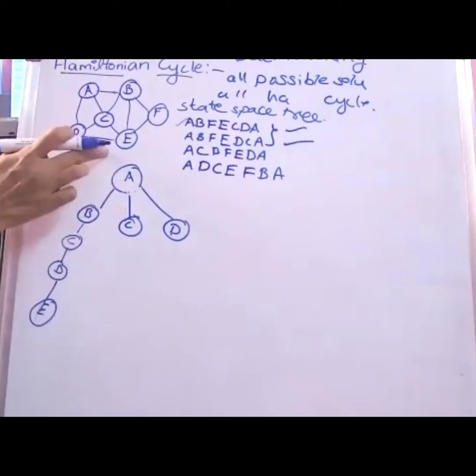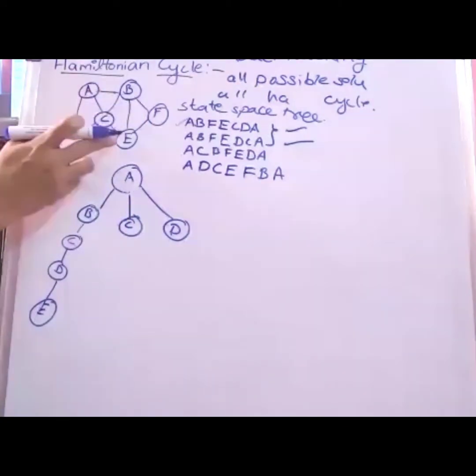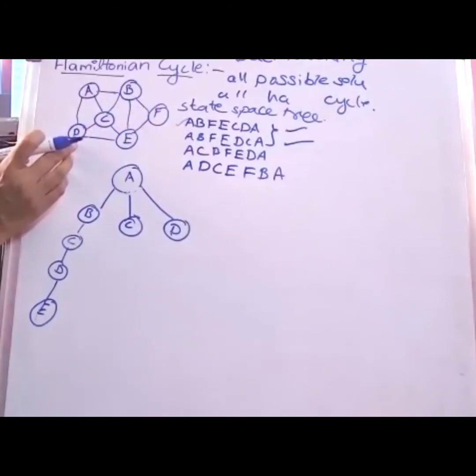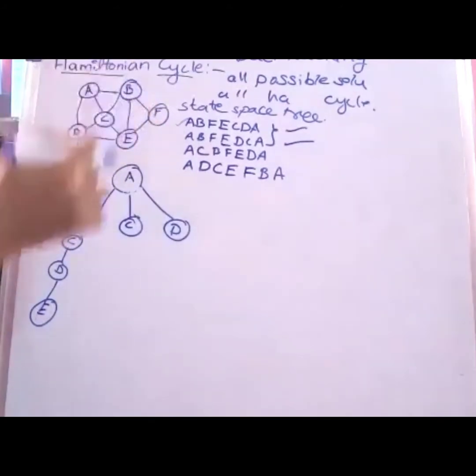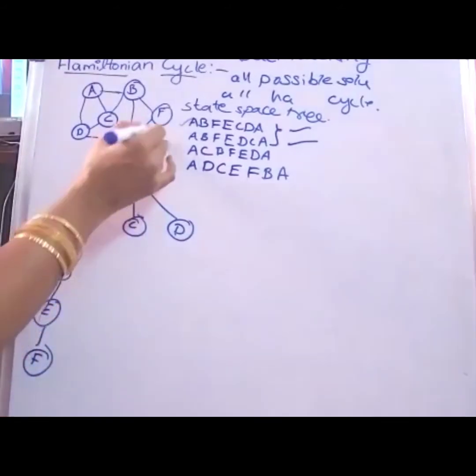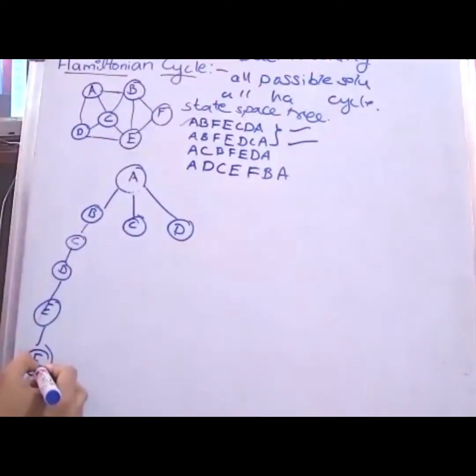And from this E, there are also three possible ways: C, D, F. C and D are already visited vertices. So I am trying to go through E to F. From E, one possible solution is F. So from this point it is F.